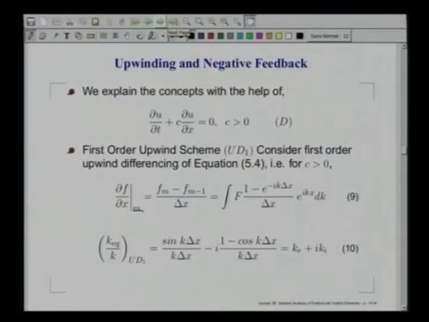Okay. So, we have just now seen that if we follow the physical nature while discretizing through equation 9, we are actually following the correct trend, because information is propagating from the m minus 1th point to the mth point, and that is precisely what we need to do. And again, using the Fourier Laplace series, we can work out the k equivalent by k.